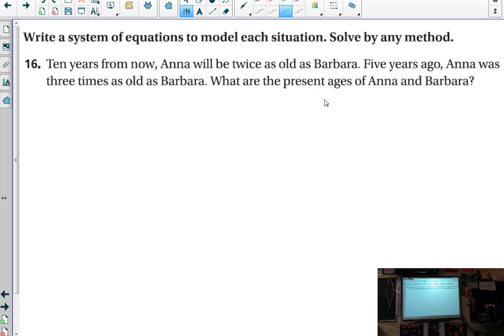Has anyone ever wondered, or actually no, here's a better situation. My brother, so I'm the youngest of 3 siblings. There's my brother, my sister, and me. At one point in our childhood, my brother was twice my age. And then we kept growing. Will he ever be twice my age again? So I'll go ahead and tell you.